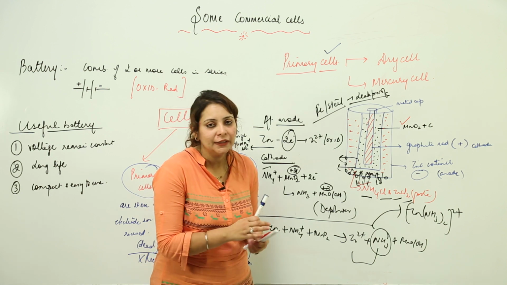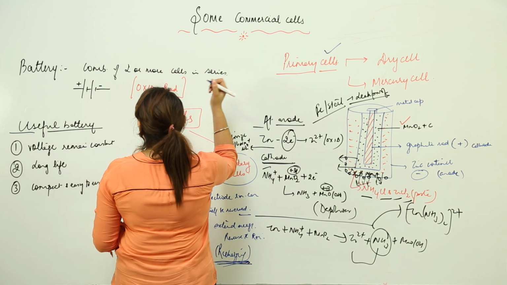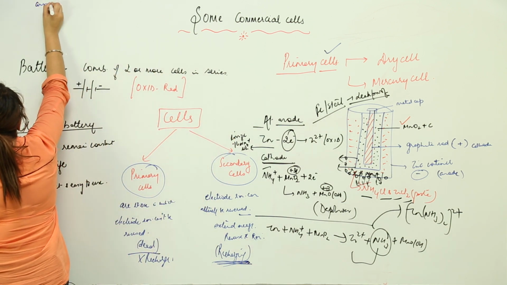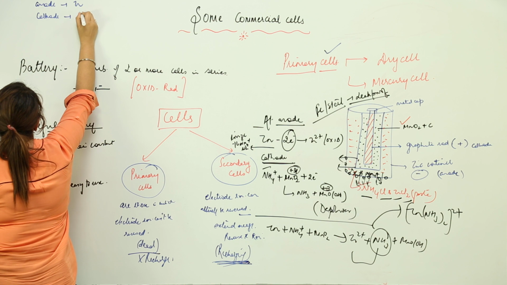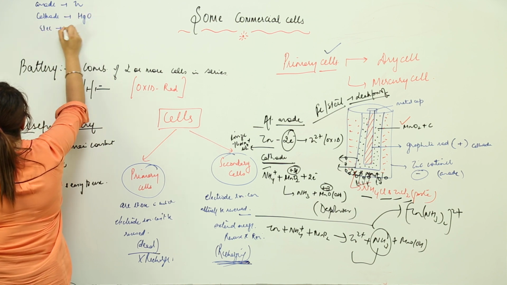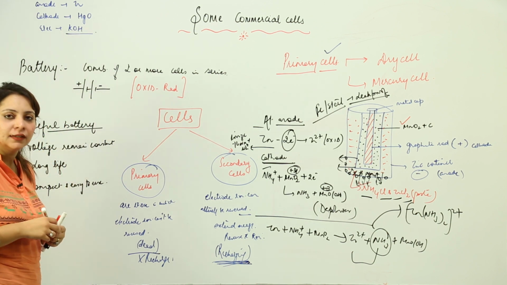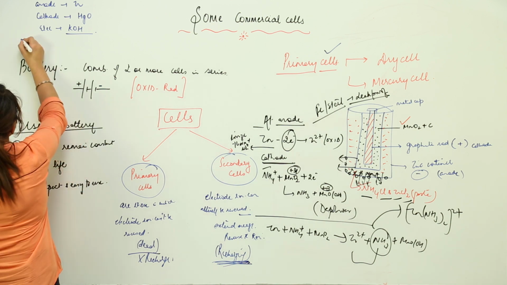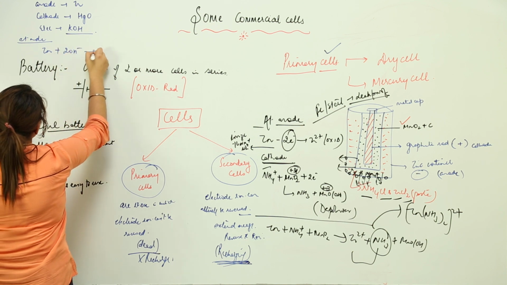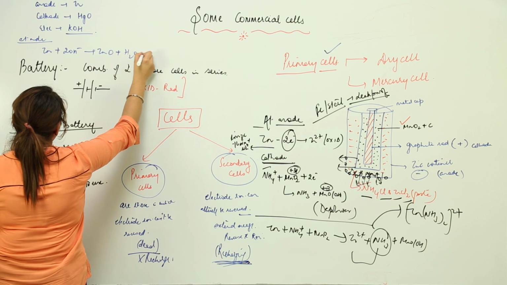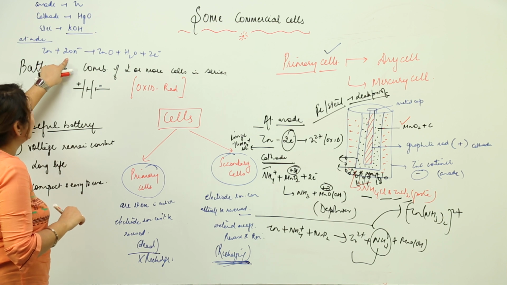Now if we talk about the mercury cell, again the anode is zinc, the cathode is HgO, and the electrolyte is KOH. So what is going to happen here? The reaction which will occur at the anode is Zn plus 2OH negative forming ZnO plus H2O plus 2 electrons. This is the reaction at the anode.